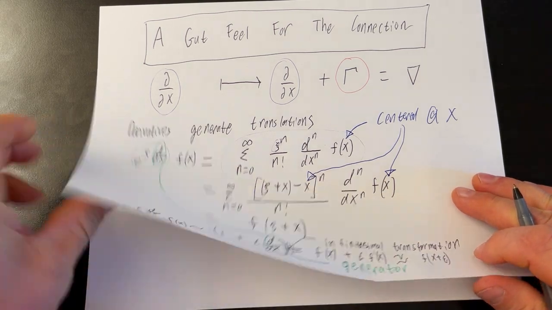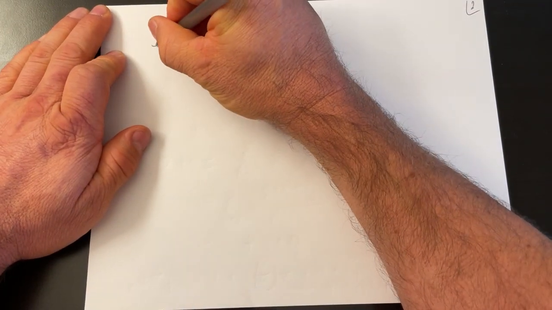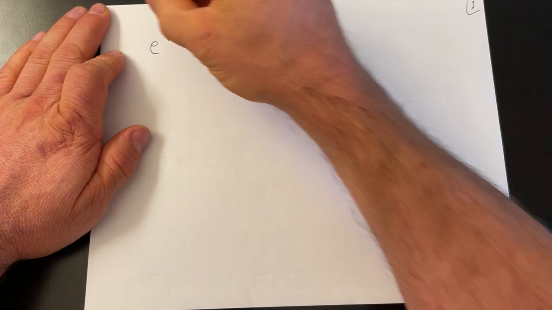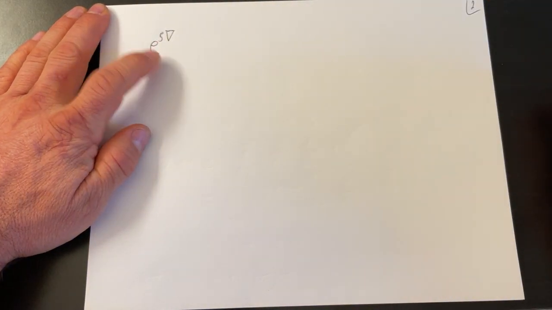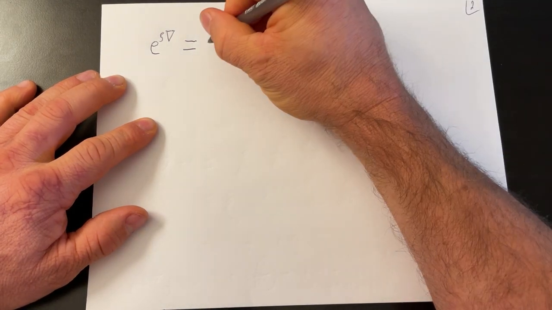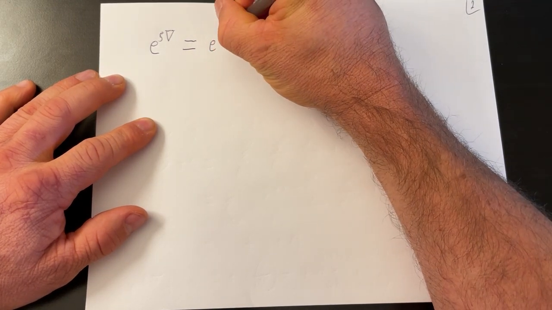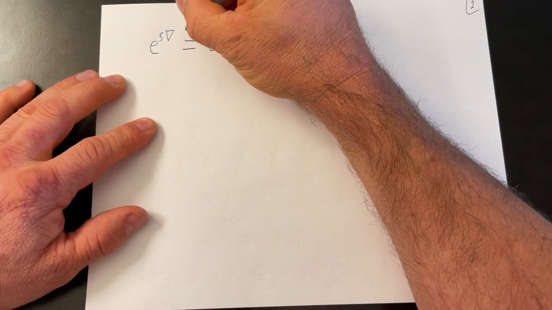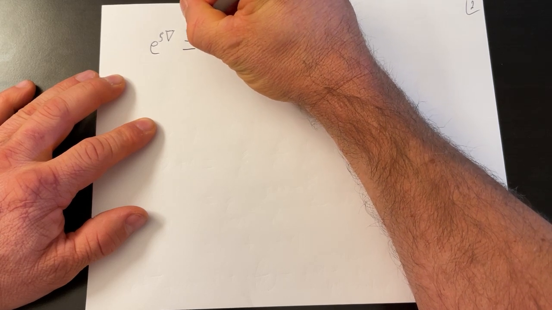So let's talk now about what it means to exponentiate the covariant derivative. Again, with some parameter c, this will be a transformation generated by the covariant derivative. And I should say that this is only going to make sense if this thing is constant.